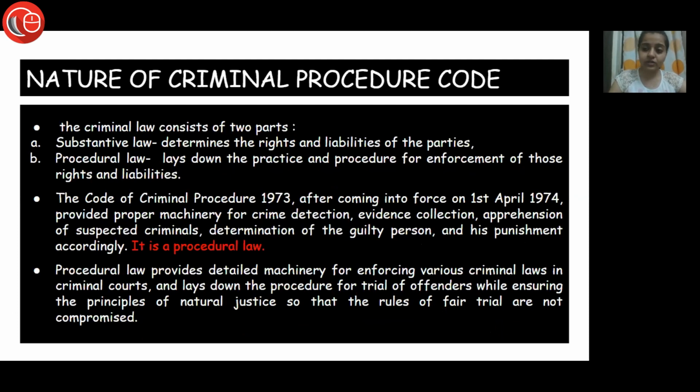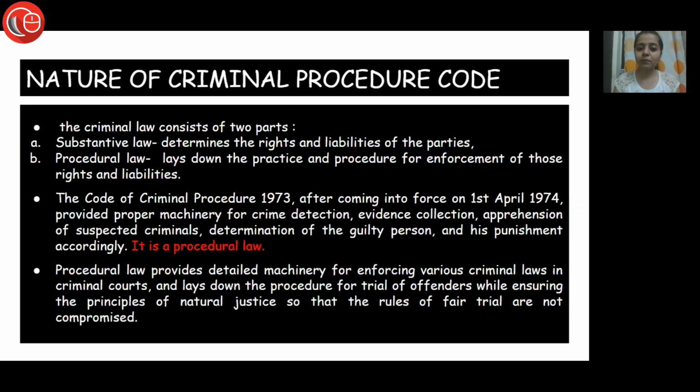As in the first slide itself, it was stated that a criminal procedure code gives meaning to a substantive criminal law. What is a substantive law? A substantive law determines the rights and liabilities of the parties, like the Indian Penal Code. The Indian Penal Code determines the rights of a victim and the liability of an accused, if at all his guilt is proved. And how is the guilt proved? Through the procedures laid down under the Criminal Procedure Code.